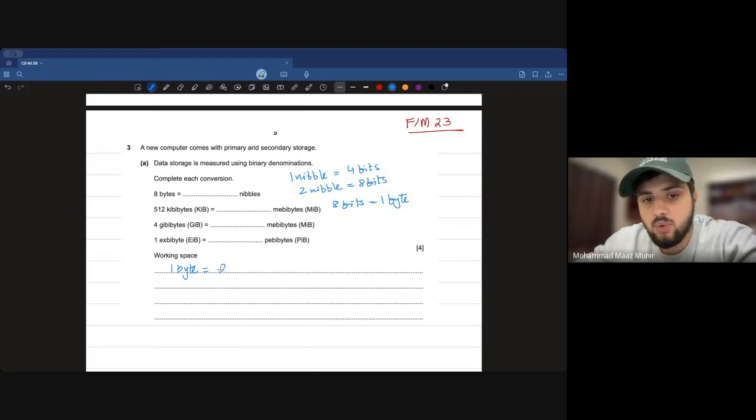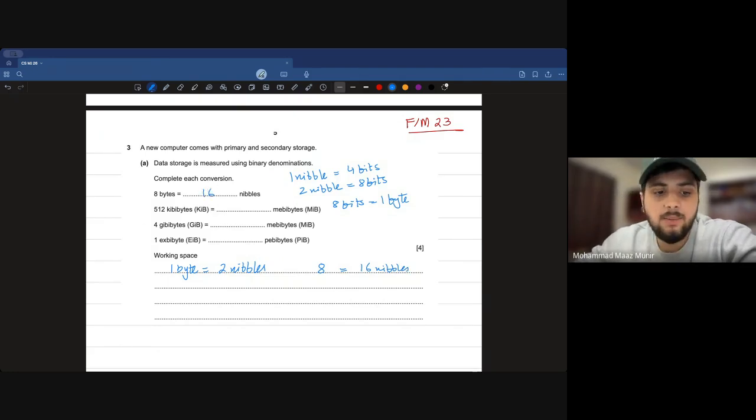So because 1 byte is going to have 2 nibbles, now we need to see that if 1 byte is taking 2 nibbles, then you tell me 8 bytes are going to take how many nibbles? It's just going to be multiplied by 8. So 8 multiplied by 2 is basically going to be 16 nibbles. So the answer to the very first part is that it has 16 nibbles in it.